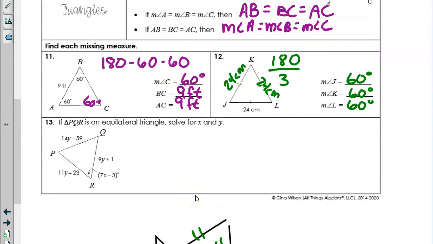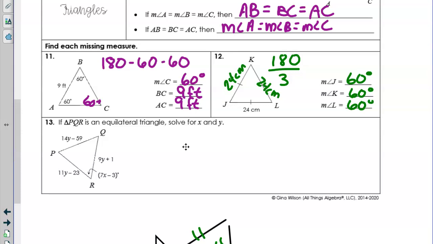Alright, 13: triangle PQR is an equilateral triangle. Solve for x and y. What am I going to do here? Let's solve for the sides first.